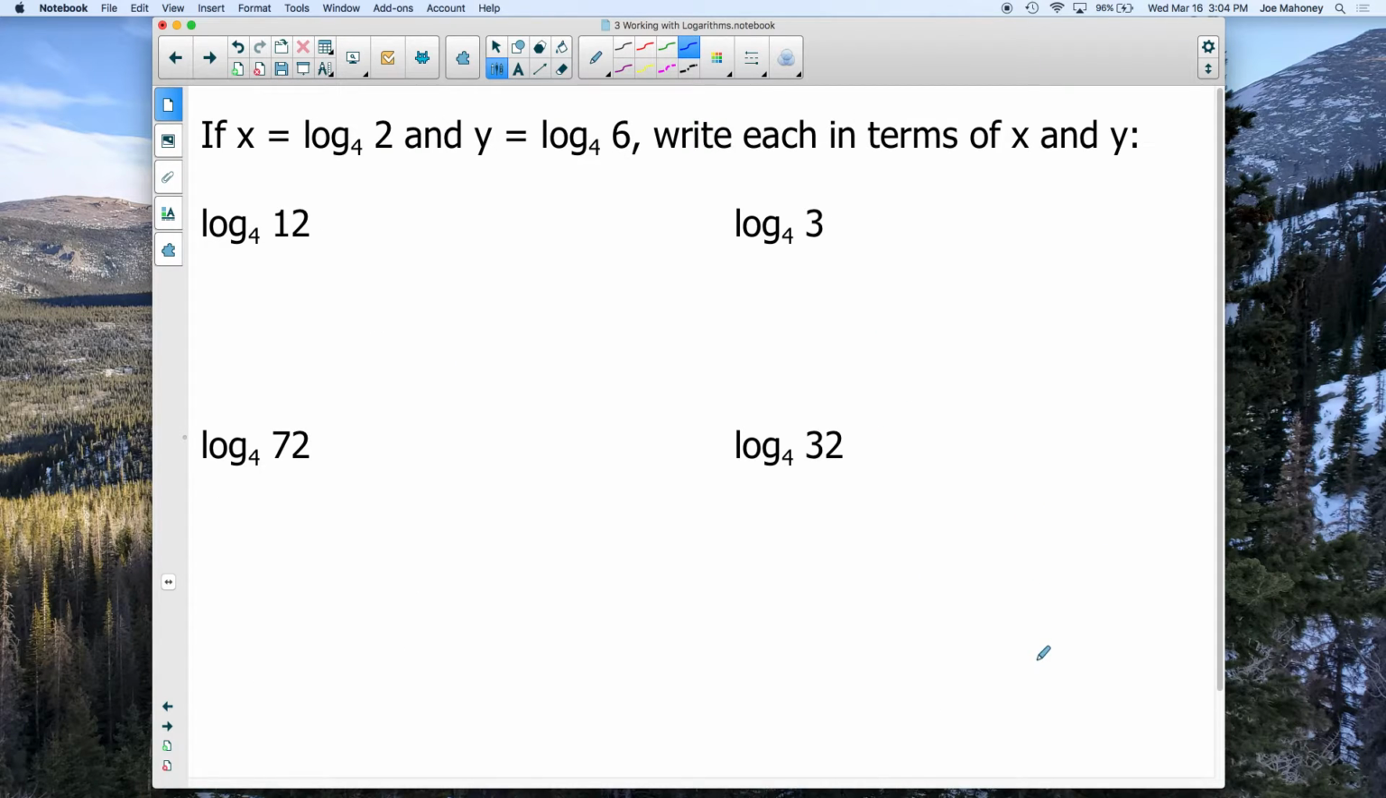Now x is equal to the log of 2 and y is equal to the log of 6, all in base 4. Can you write each of these in terms of x and y? Play with it for a minute or two, please. I hope your learning gets ugly so you learn from it. Give it a shot. I'll wait.